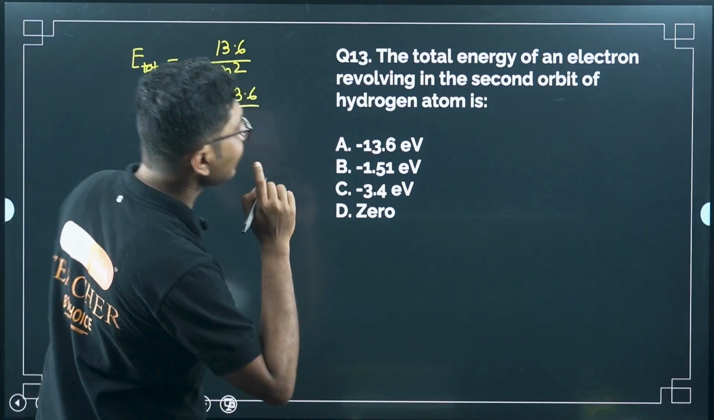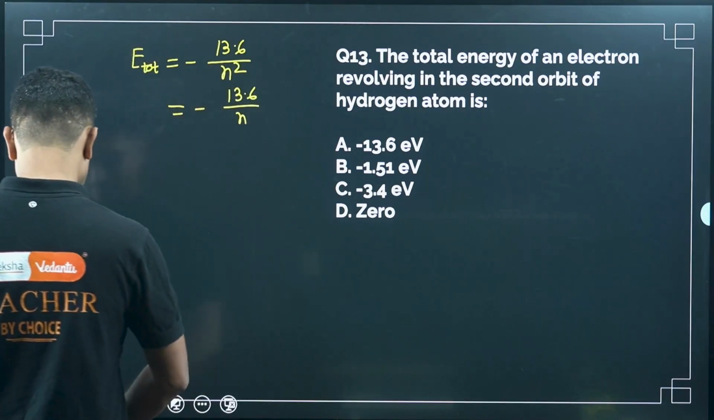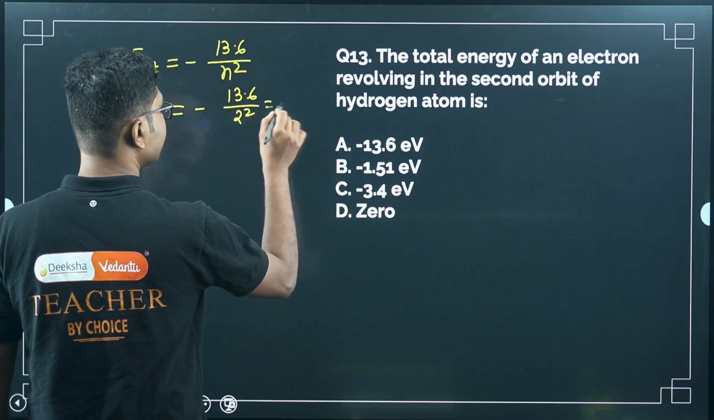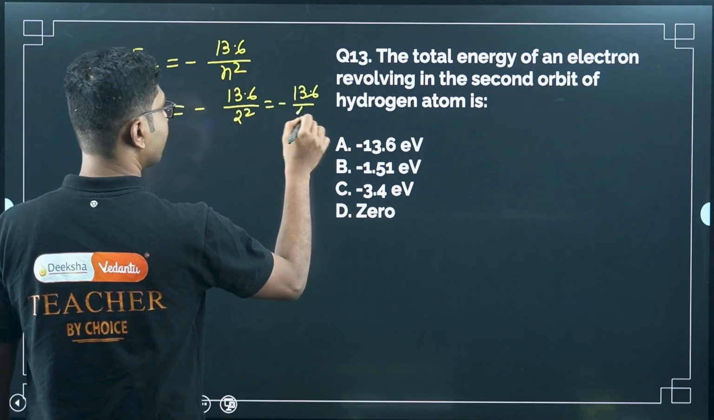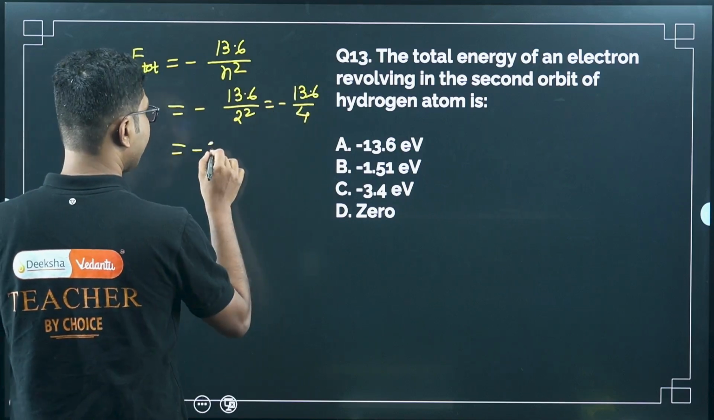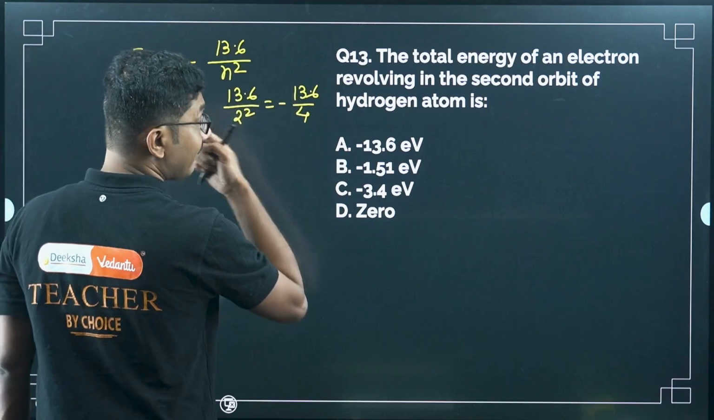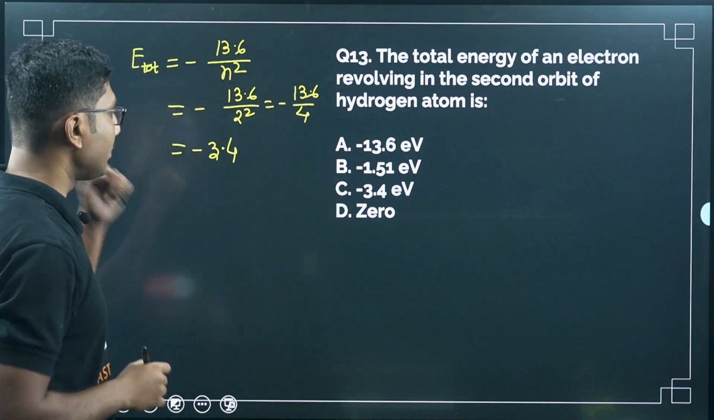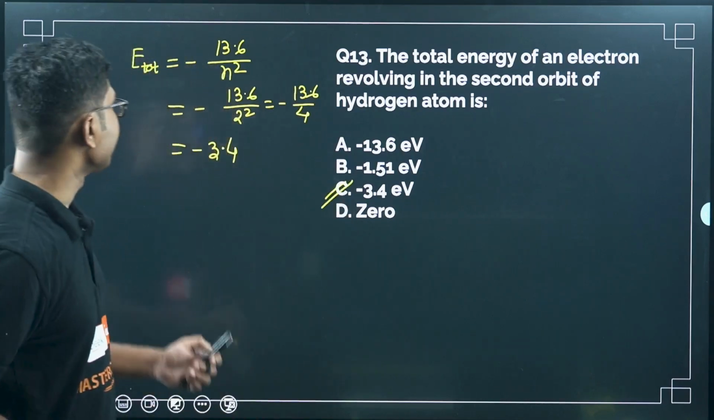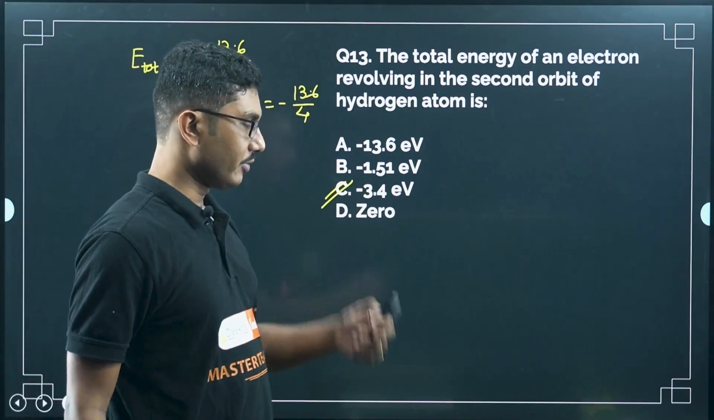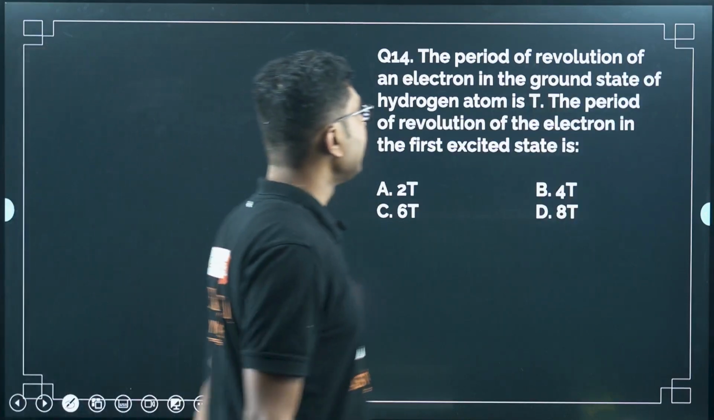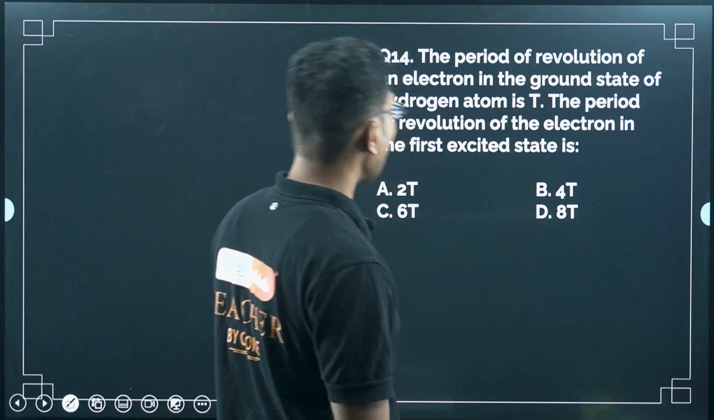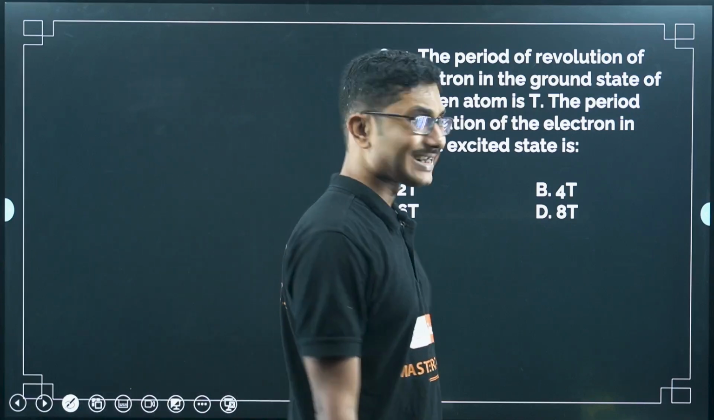So second orbit, right? Second orbit means n is 2, n square is 4. Okay, so it will be minus 13.6 by 4, 4 3s are 12, and then 16, 4 4s are 16, right? So 3.4 eV. So minus 3.4 eV is the total energy at second orbit. Okay. Now question number 14. The period of revolution of an electron in the ground state of hydrogen atom is T. The period of revolution of electron in the first excited state is.